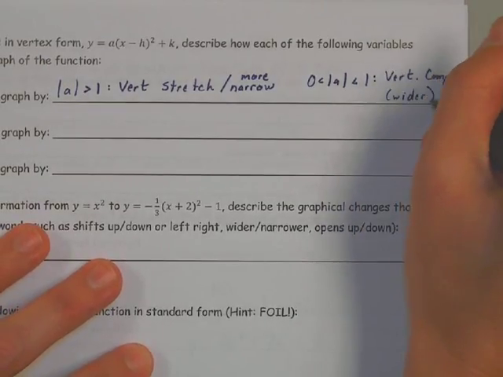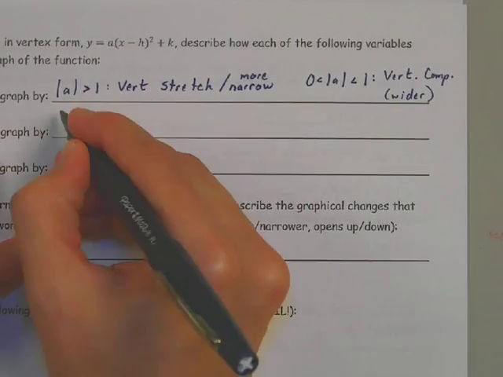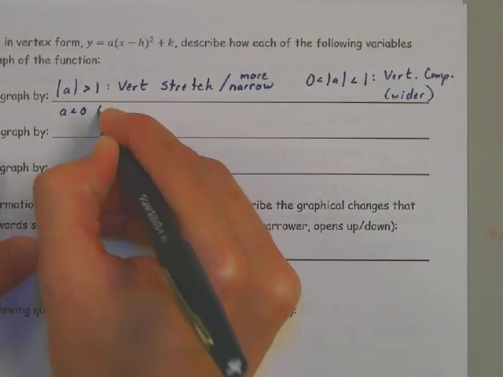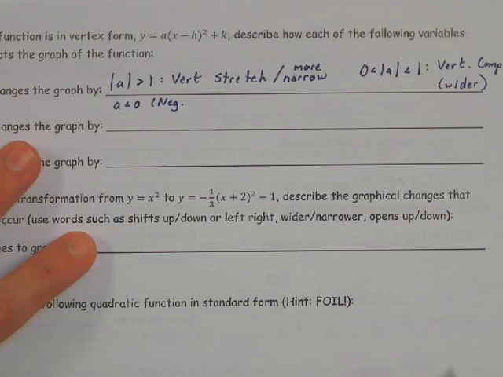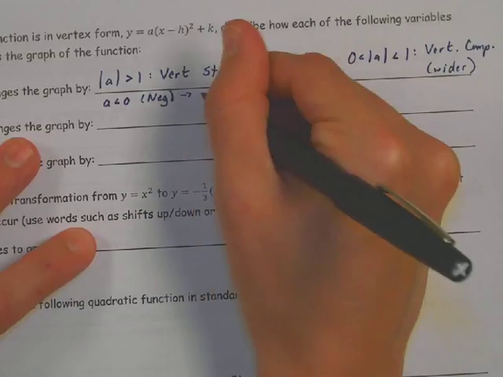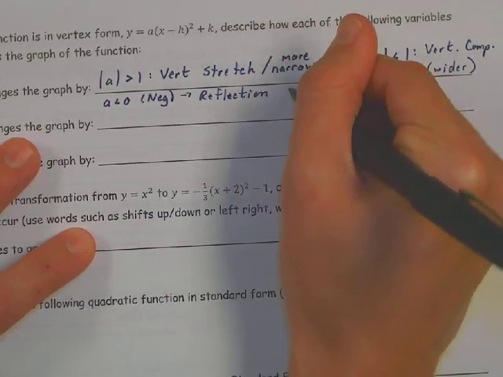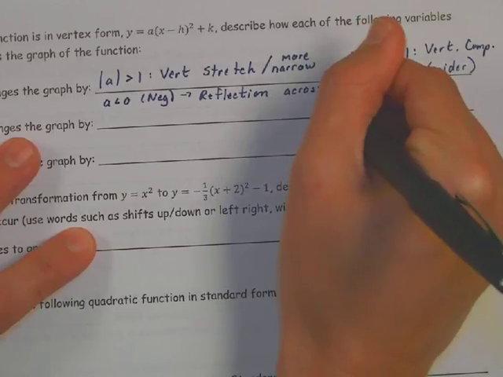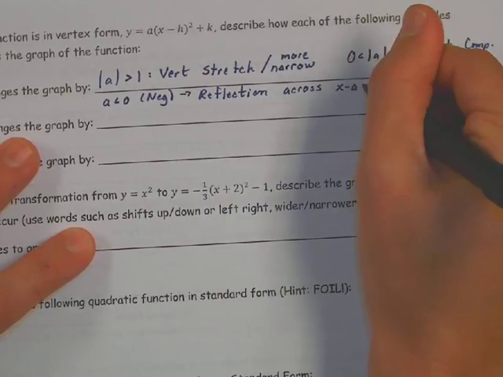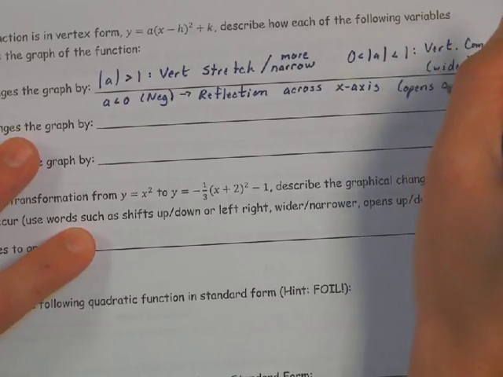And then the A is responsible for one more thing. If the A is less than 0, which is negative, ultimately if we have a negative A value, then we have a reflection across the x-axis, which means it opens down. So those are all of the things that A is responsible for.